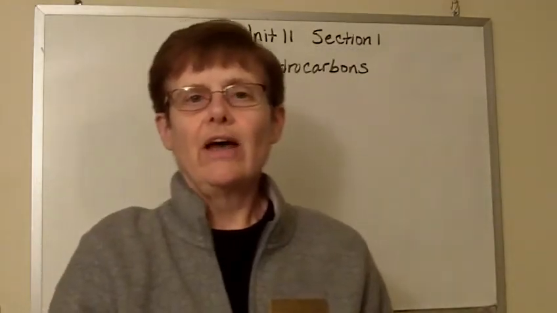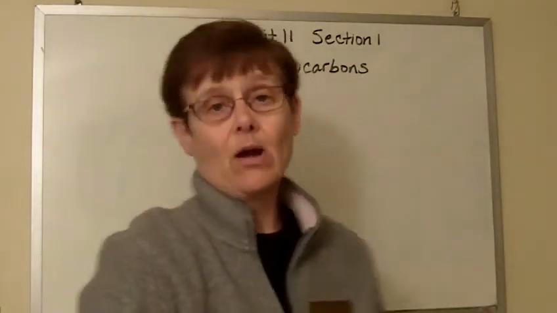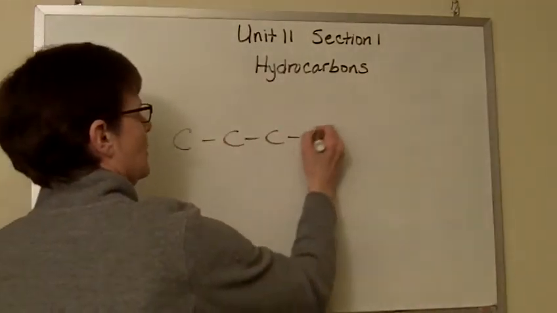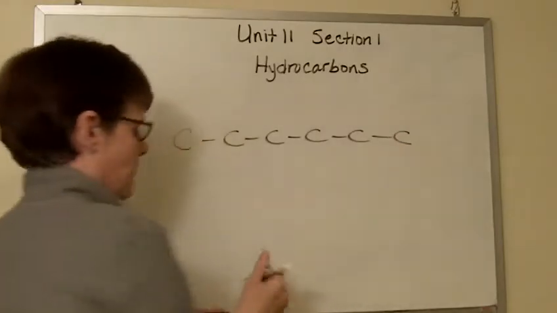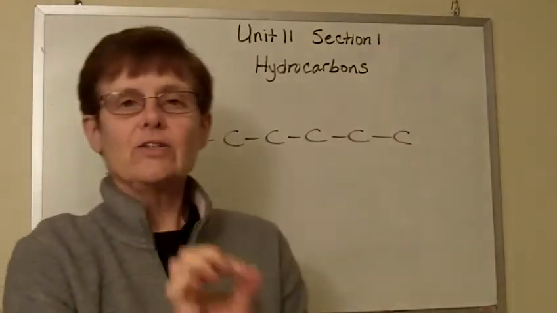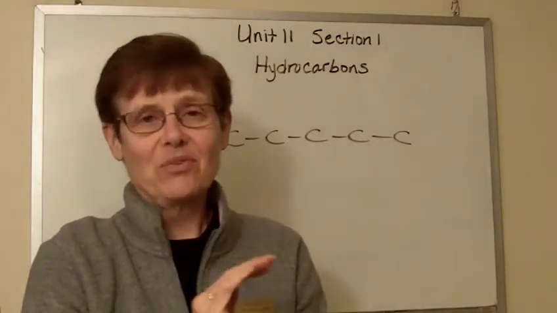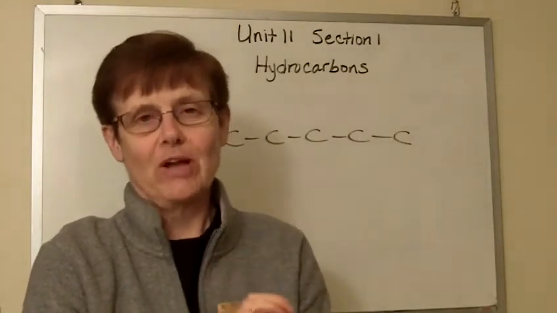So let's say that we have a chain of carbons that has 6 carbons in it. 1, 2, 3, 4, 5, 6. Now we know that each carbon has to make 4 bonds. That's really important. I'll say it over and over. Carbons will always make 4 bonds.